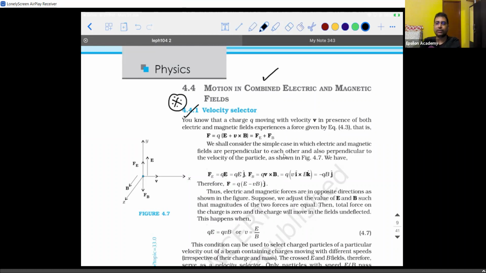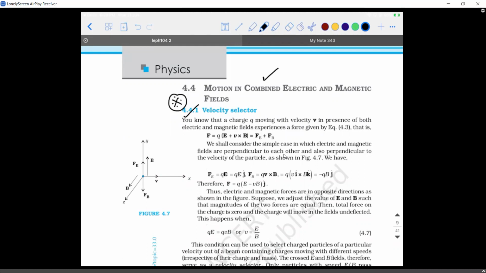I gave you 3 points just before this, right? What are the 3 points that I gave you? When a charged particle is projected into the magnetic field, parallel to it, what will happen? It will move in a straight line path with constant speed. If it is projected perpendicular to the magnetic field, what will happen?